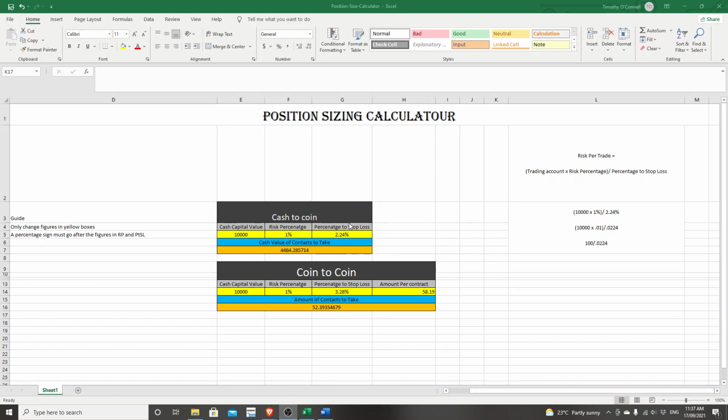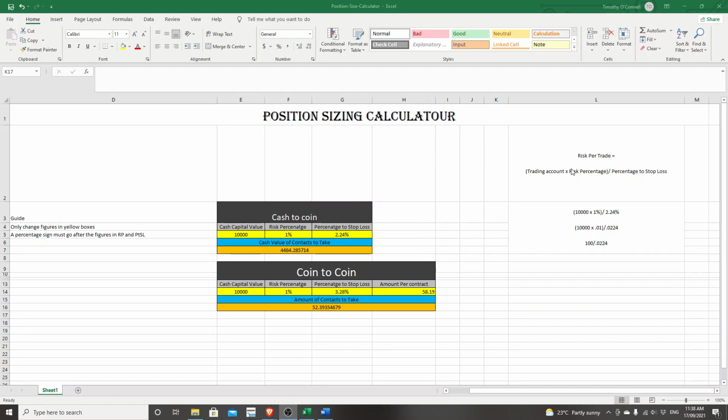So percentage to stop loss, which I'll show you how to find, is 2.24%, and it gives us a value. So from our $10,000 portfolio, we are allowed to use $4,464.25 on that trade, and we can buy that value in Bitcoin or whatever it is you're trading, and as long as we have a stop loss, we're only ever going to lose $100. That risk percentage is also called your R.